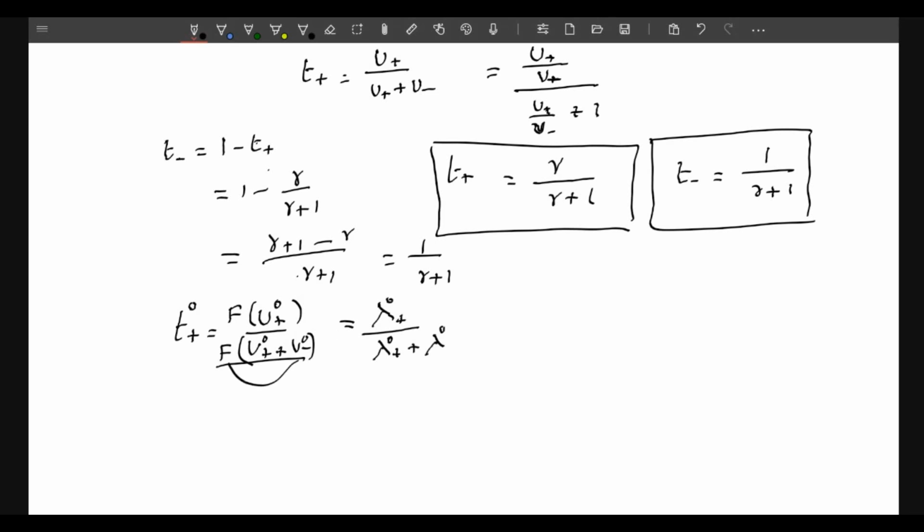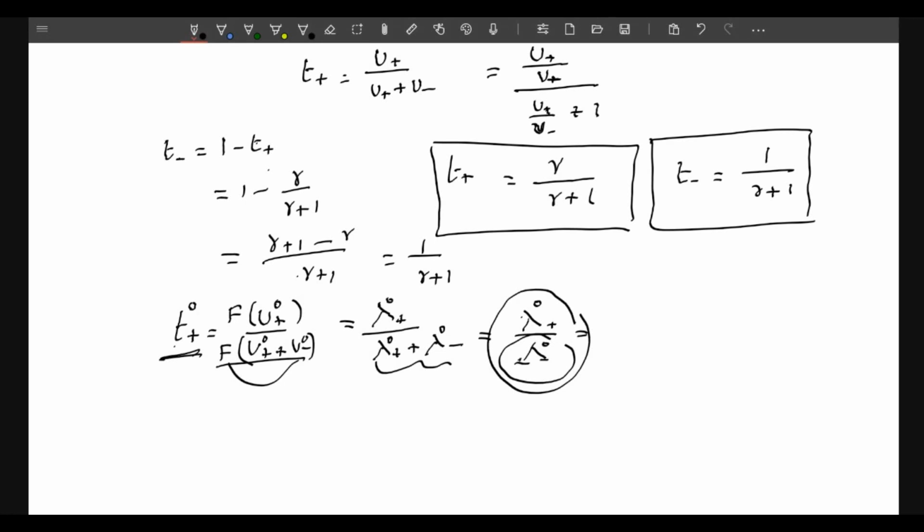This is the equivalent conductance of the anion at infinite dilution. So T plus is equal to lambda naught plus by the equivalent conductance of the electrolyte. And this can be calculated. Therefore, T plus can be calculated if the ionic conductance at infinite dilution and the equivalent conductance of the electrolyte are given. It is interrelated like this. And okay, that's all about this, I think.